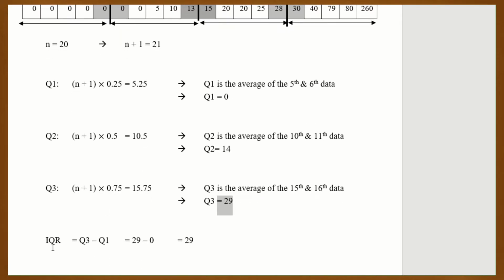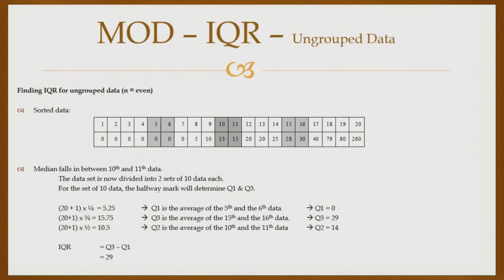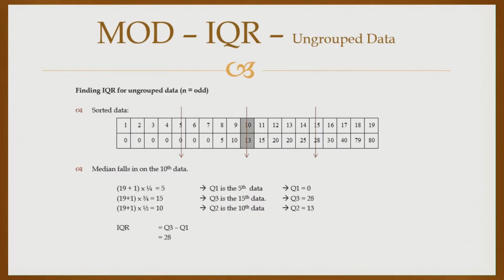How to find IQR? A lot of students, their main mistake here is they find Q3, they find Q1, done. They don't minus and find the interquartile range. So don't go and do all the hard work and then you forget. So Q3 minus Q1 is 29. Alright, everybody okay there? Okay, so that's how you find IQR for ungrouped data.